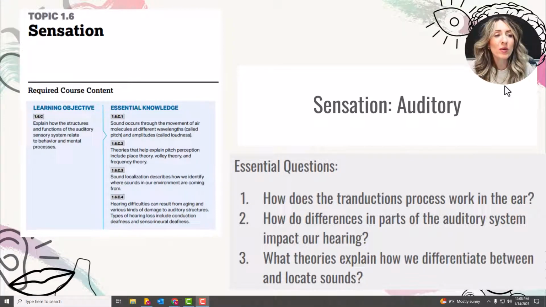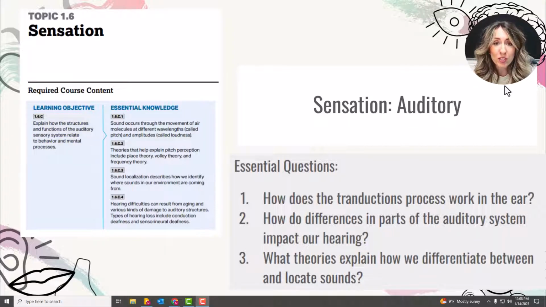Today we are continuing our discussion of sensation, which is topic 1.6, but we are moving on to focus on the sensation system of hearing, also known as your auditory sense. So we're going to be focusing on learning objective 1.6c, which is explain how the structures and functions of the auditory sensory system relate to behavior and mental processes.